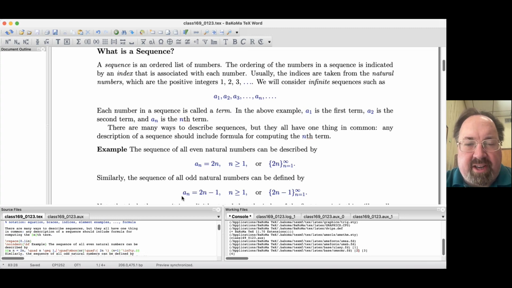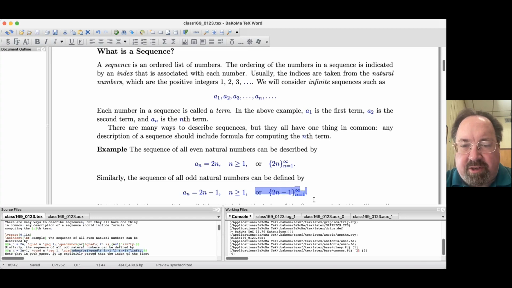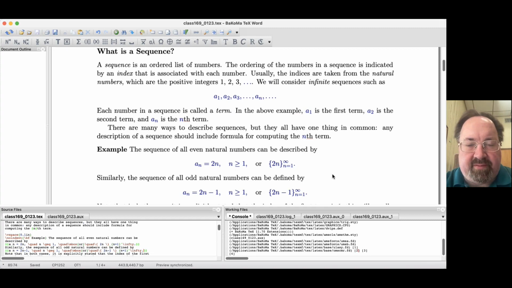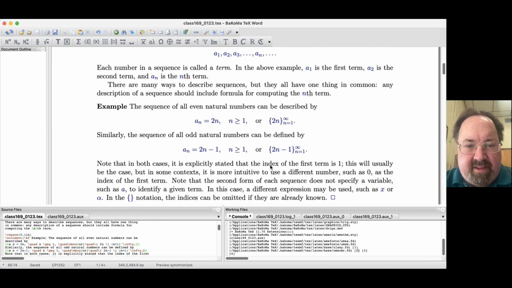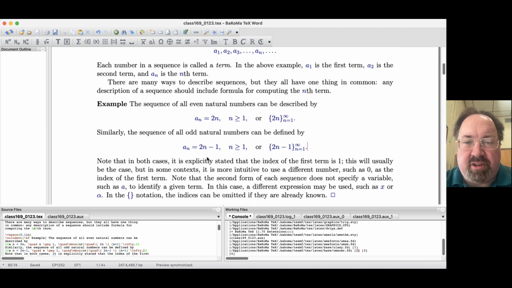Another example, odd natural numbers. So we have a sub n is 2n minus 1, so we set n equal 1, and we get 1. n equals 2 gives us 3, n equals 3 gives us 5, and so on. And then this kind of description here is similar to the other one. All right. As I mentioned before, usually we'll index the terms as 1, 2, 3, 4, and so on.